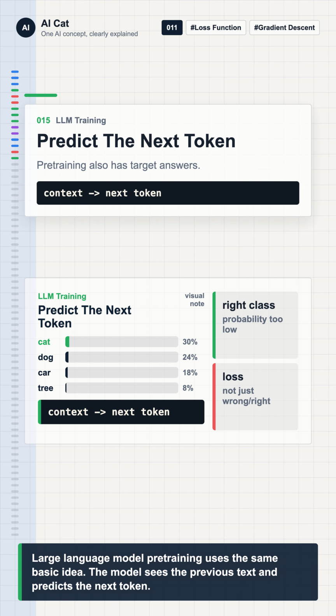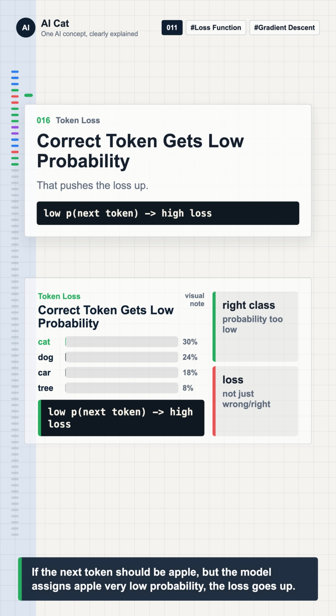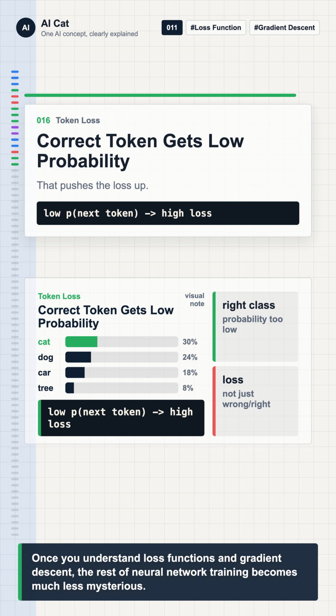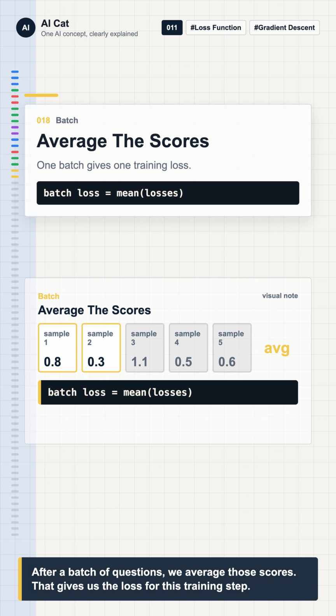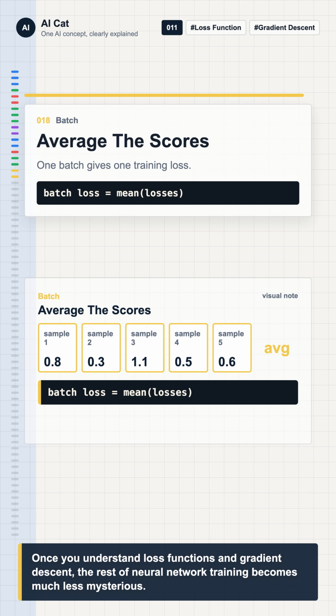Large language model pre-training uses the same basic idea. The model sees the previous text and predicts the next token. If the next token should be apple, but the model assigns apple very low probability, the loss goes up. So training data is like a huge pile of tiny questions with answers. For each question, the model receives a loss score. After a batch of questions, we average those scores. That gives us the loss for this training step.